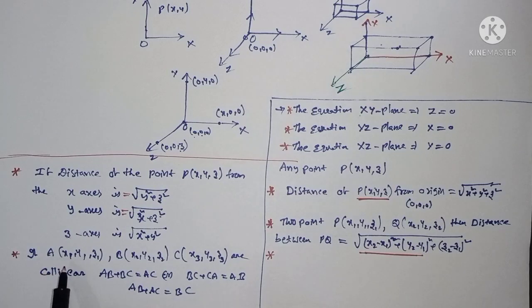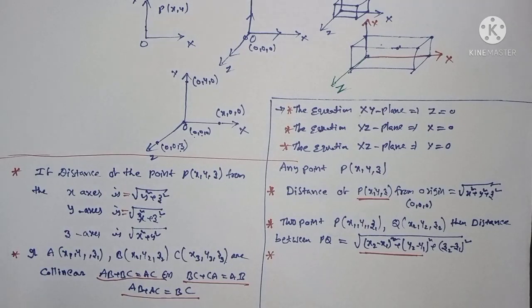And the last one is this also. If A of x1 comma y1 comma z1, B of x2 comma y2 comma z2, and C of x3 comma y3 comma z3 are collinear, collinear means you can take any condition: AB plus BC is equal to AC, or BC plus CA is equal to AB, or AB plus AC is equal to BC. If any one condition is satisfied, then you can say they are collinear points. This is a brief explanation of the 3 dimension and its formulas. You can write all these formulas.